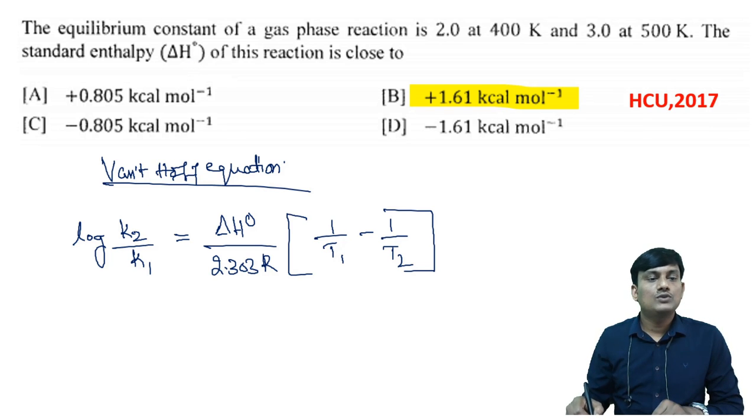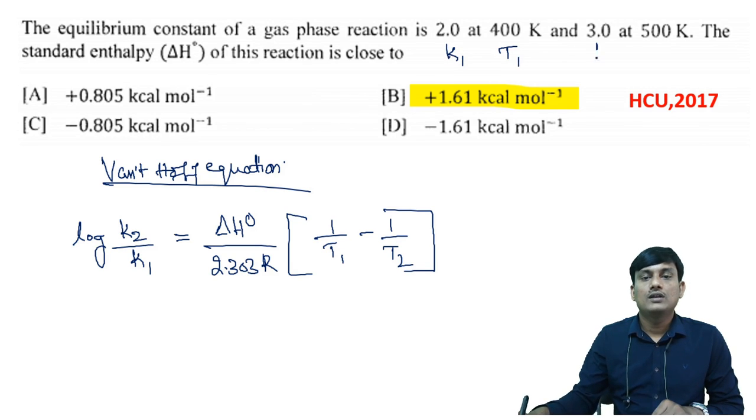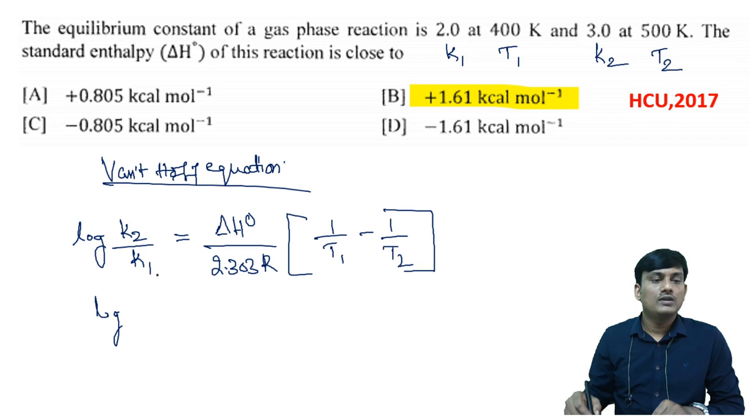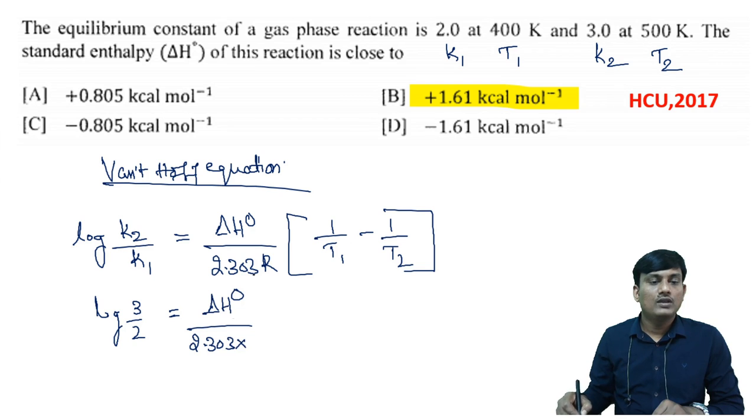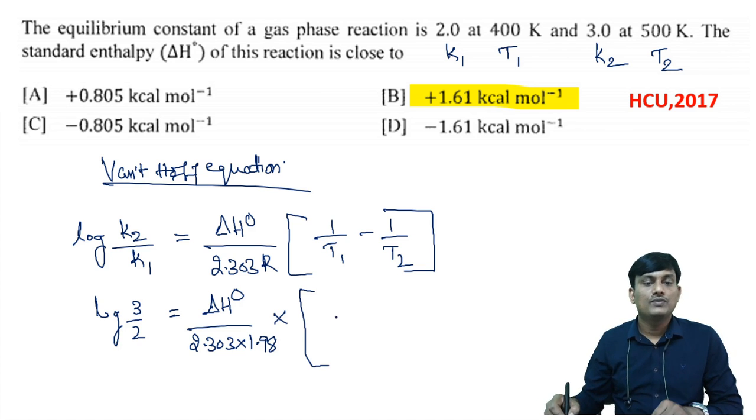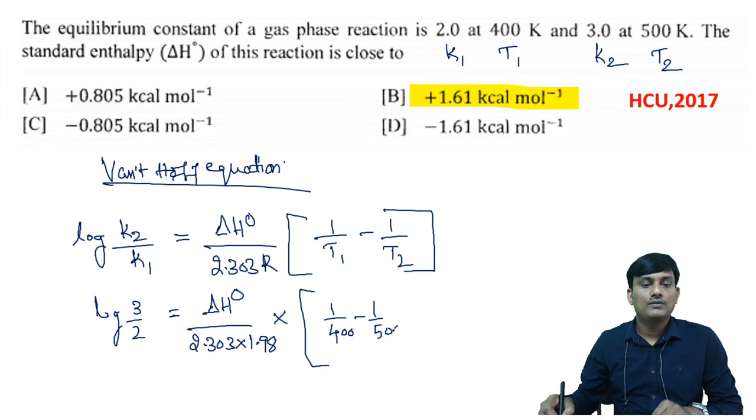Log K2 by K1, K2 and K1 is given. This is K1 and T1, K2 and T2. So log K2 by K1, it will be 3 by 2. 3 by 2 is equal to delta H naught by 2.303 R. Here R should be in terms of calories. So 1.98 into 1 by T1 minus 1 by T2. So 1 by 400 minus 1 by 500.